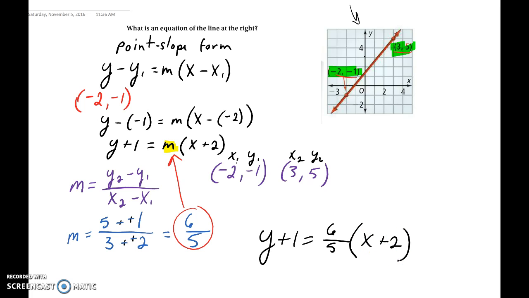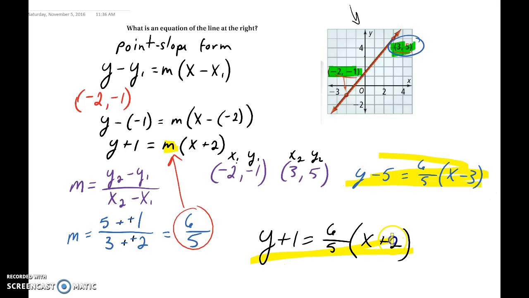All right, now if you would have used the points 3 and 5, your equation would look like y minus 5 is equal to 6 over 5 times x minus 3. And both of these would be correct. It would not matter which one you did. Both of these would get full credit because they're both representing this line here. They would both be representing this line. All right, so when you're using point-slope form, it doesn't really matter which point you use.